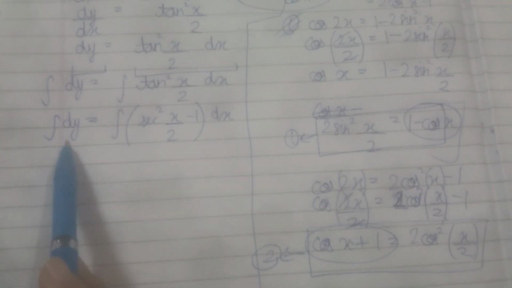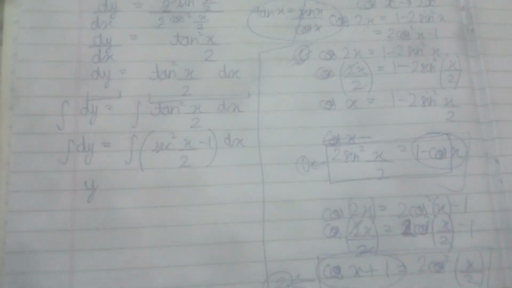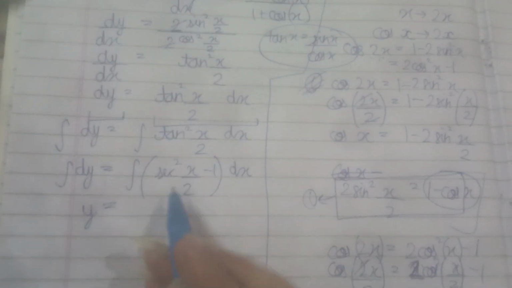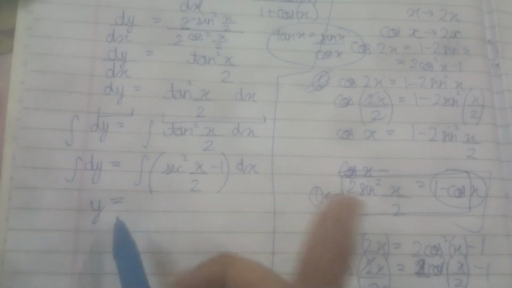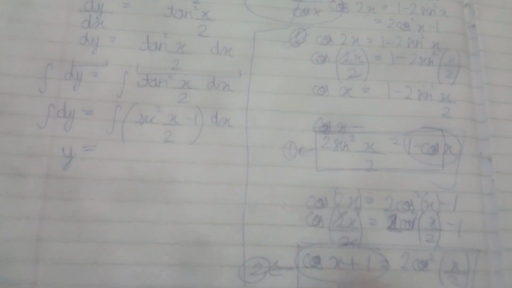Now this is your dy, integration of dy is y. And for sec square x by 2, when we integrate this, there is one more important thing over here. One is the formula.